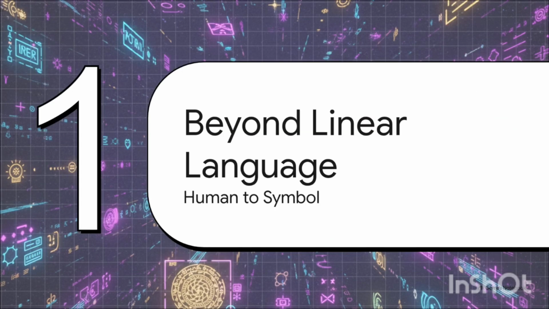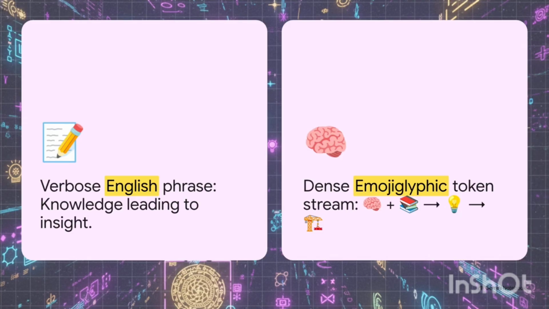Section 1. Beyond linear language. Okay, this perfectly captures the concept of symbolic compression. We're looking at a standard, somewhat verbose English phrase, knowledge and cognition leading to insight and creation, stacked up against a highly dense emojiglyphic sequence. Now, the English phrase is fine, but it takes time to parse. But imagine a sequence instead: a brain, a stack of books, an arrow pointing to a light bulb, and then another arrow pointing to a construction crane.